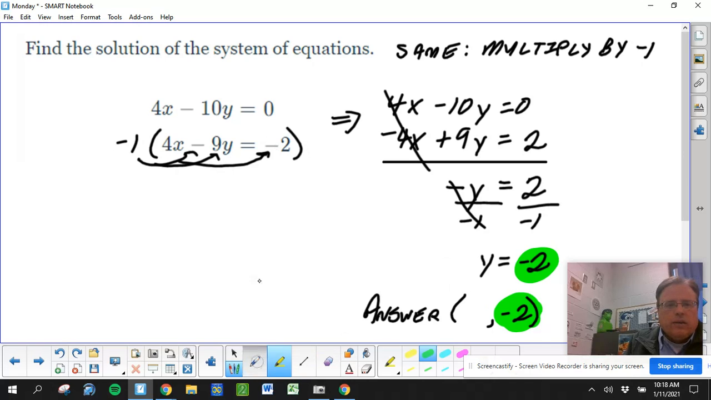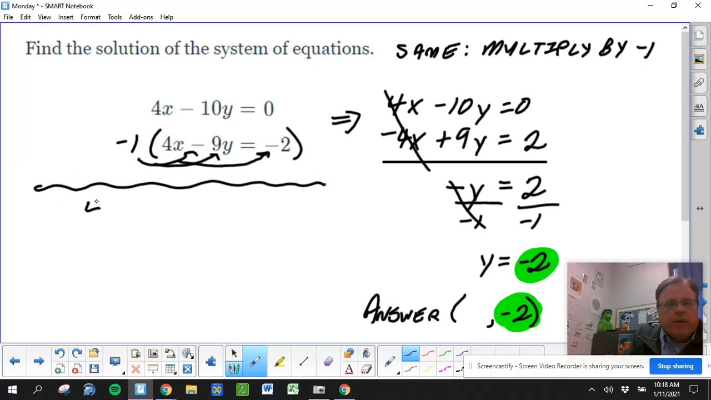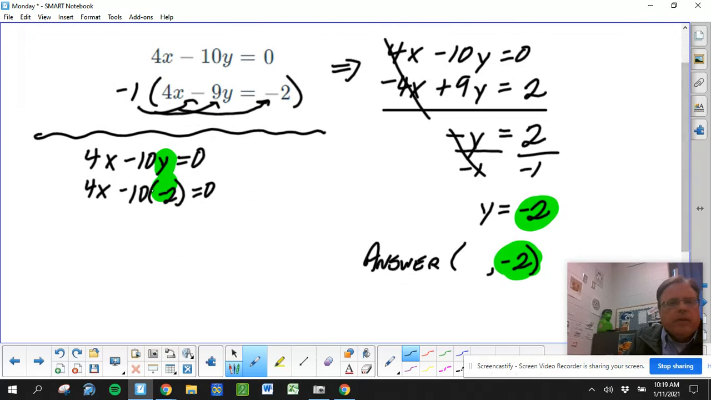Now, where am I plugging that in at? Well, I've got to take the first equation. So I like to put a squiggly here. I'm going to take the first equation like that. And for the letter y, I'm going to plug in a negative 2. So 4x minus 10 times negative 2 equals 0. Okay, we'll move it up a little bit. So when I multiply negative 10 times negative 2, I get plus 20. Remember, you can always use your calculator.